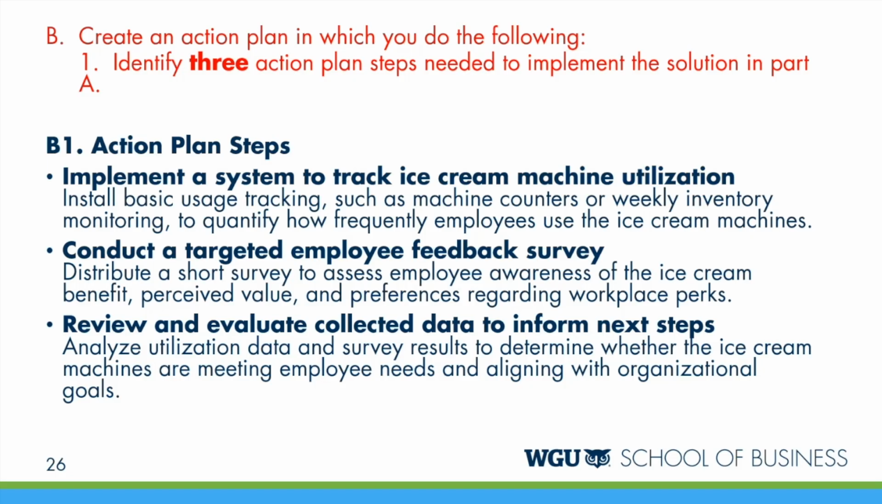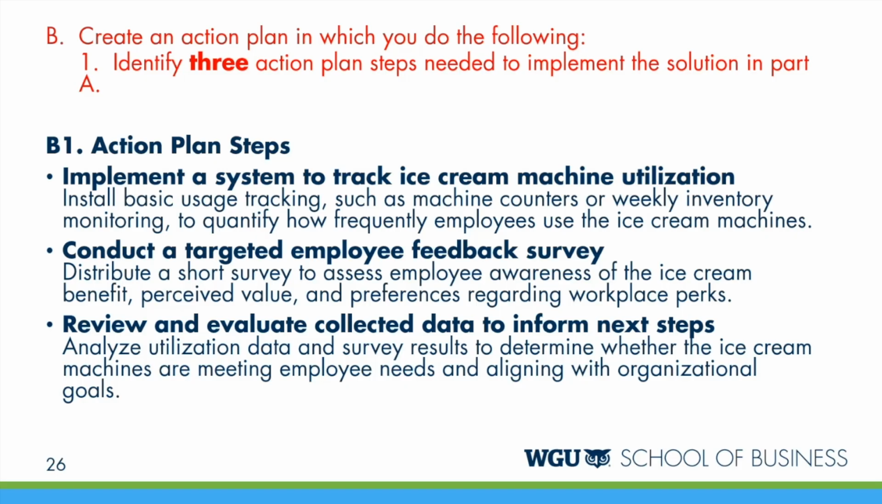So here's what this looks like. When you get to section B, create an action plan in which you do the following. Identify 3 action plan steps needed to implement the solution in part A. 3, make sure that it's 3 because that's another thing that gets missed sometimes. And so we've talked about what our solution is going to be. We're going to gather employee feedback and determine whether this was worth it.